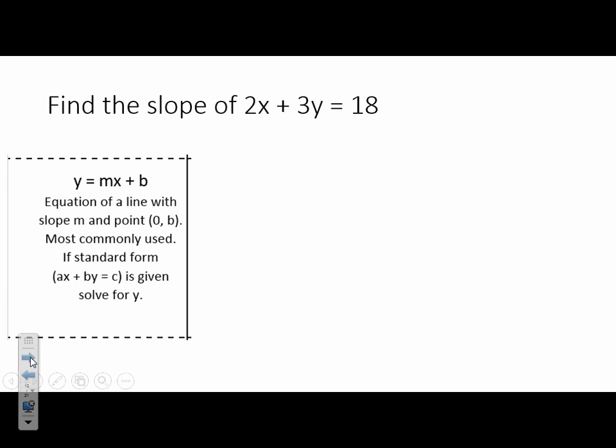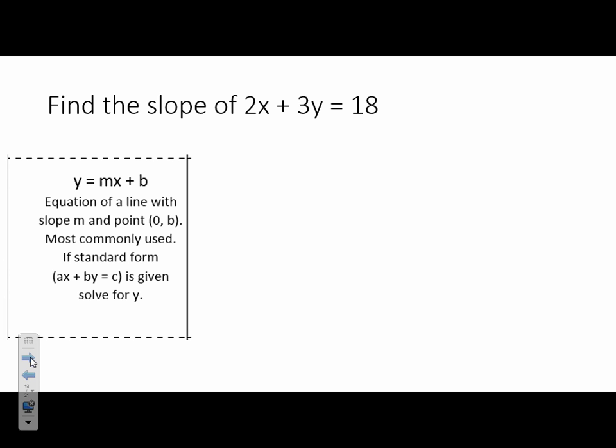All right, let's work number 8 together. Find the slope of this line. How do we find the slope of this line? Good. Put it into y equals mx plus b form. This is from your foldable, your graphic organizer. So we want to solve for y to get the y by itself. This is currently standard form. We need it in slope-intercept form.